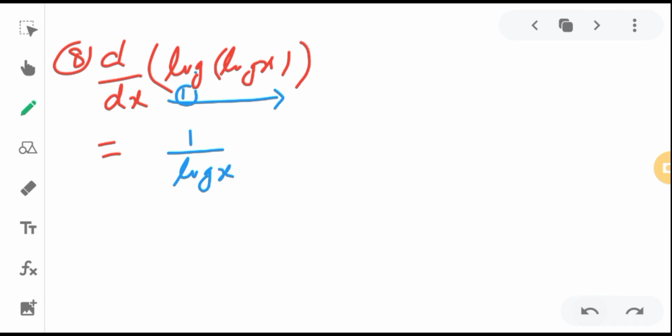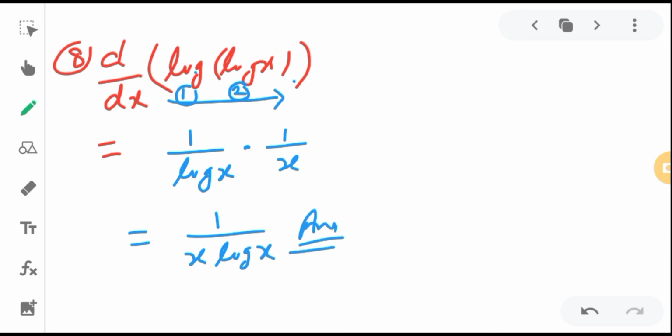The next function is again a log function, log x. Log x derivative will be 1 upon x. So the derivative is done. Now I will arrange: numerator only 1 and denominator x into log x. So this will be our answer. This is simple, but you have to give some attention to the chain rule. Here we use two formulas: the derivative of log x, that is 1 upon x, and second, the chain rule. I hope you understood.